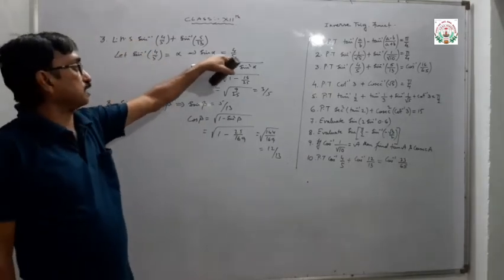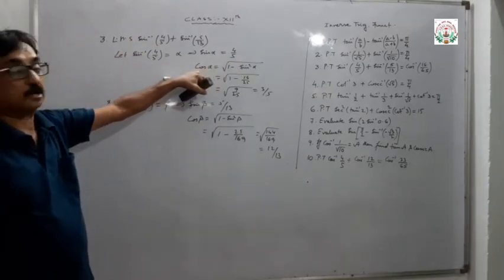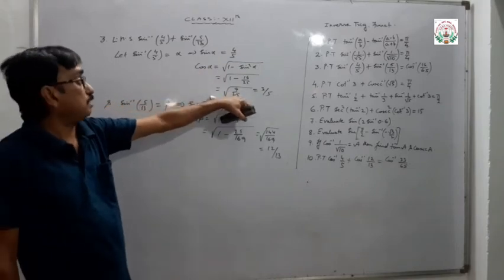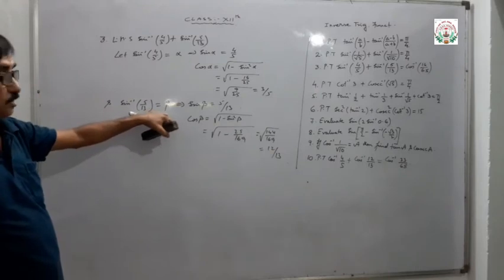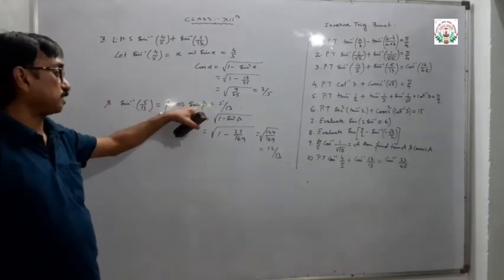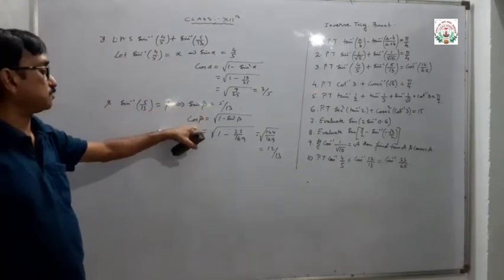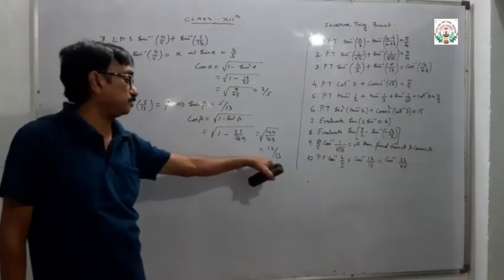We get the value of sine alpha by using the identity. We can calculate the value for cos alpha. In the same way, the second one also, we take it as equal to some other value beta, and we get the value for sine beta. We can calculate with the help of the identity cos beta's value, 12 by 13.